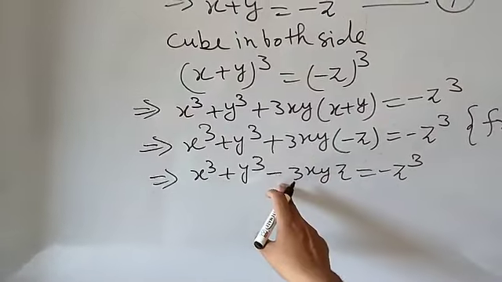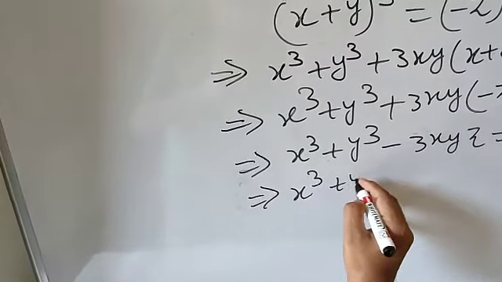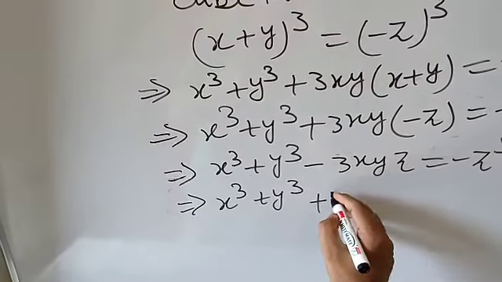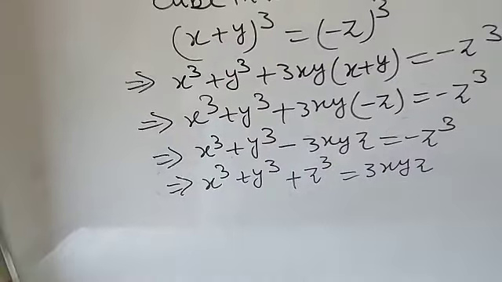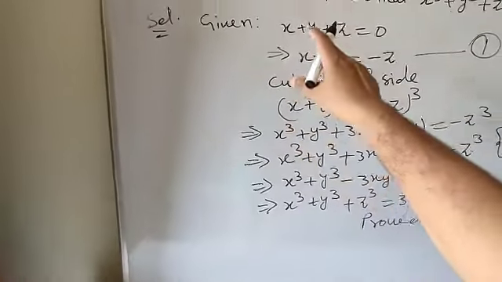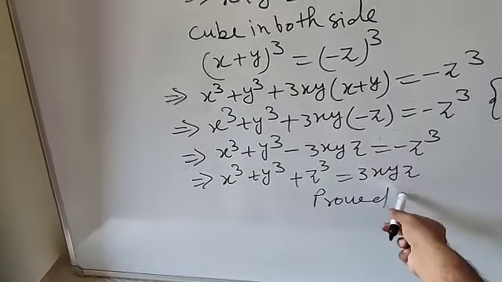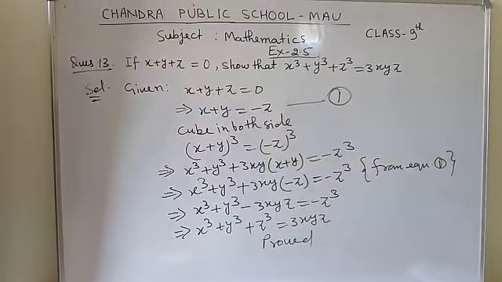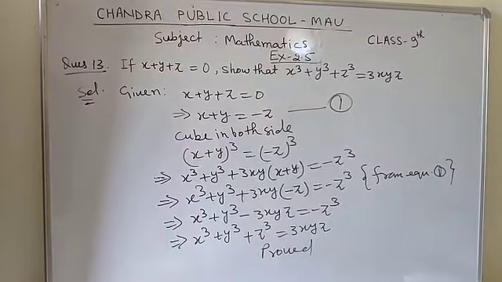Now transfer minus z cube to the left side and minus 3xyz to the right side. So it is equal to x cube plus y cube, and minus z cube will be transferred to the left side, so it will be plus z cube, and it is equal to 3xyz. So here it is proved. So if x plus y plus z equal to 0, then I had proved that x cube plus y cube plus z cube equal to 3xyz. So that is the proof. So students, once write this, and after that you need to go for the proof by yourself.